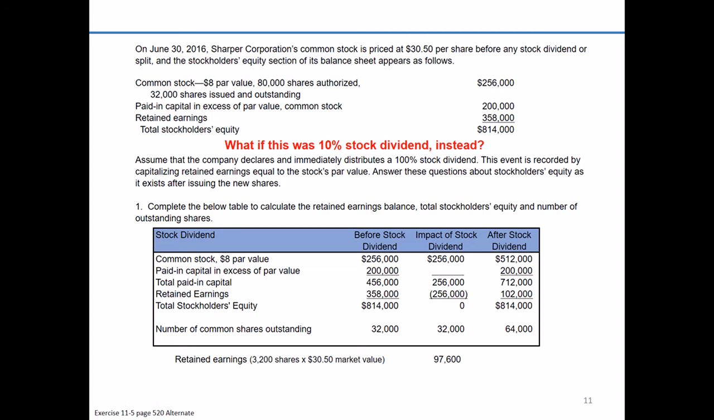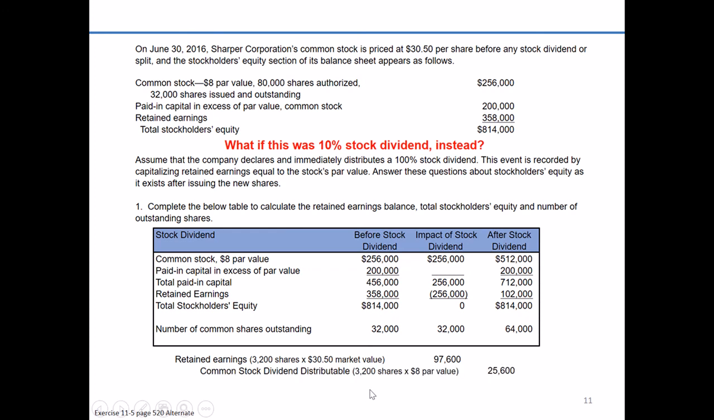The rule changes. We're going to take the number of additional shares, and we started with 32,000 shares outstanding. Take that times 10%. That means 3,200 additional shares are going to be issued. This time we multiply it times market value, what the stock is currently selling for, which is $30.50. That's going to be a total of $97,600 that we're going to debit retained earnings for. Again, this time it's going to be for market value.